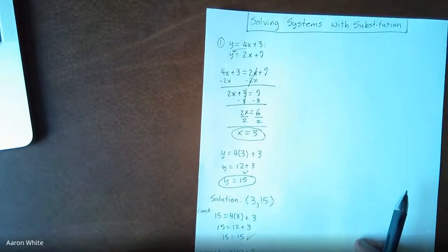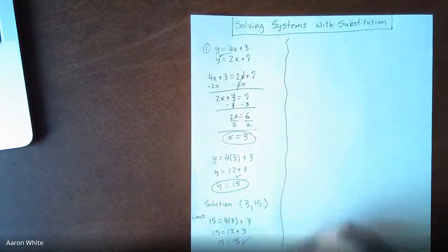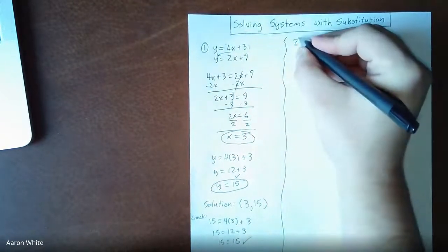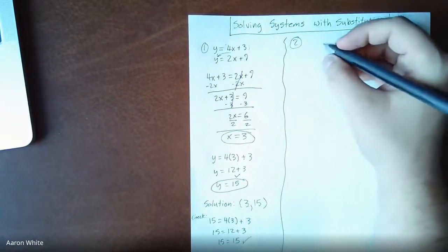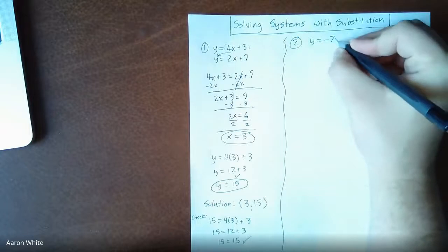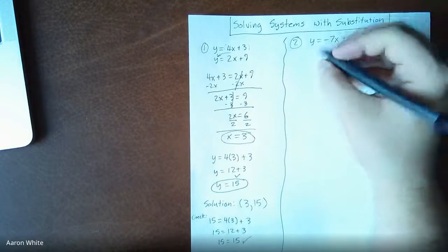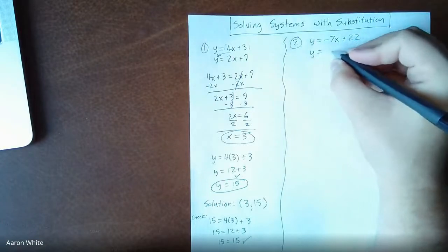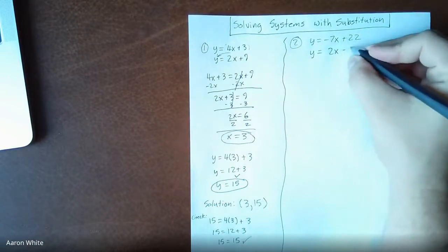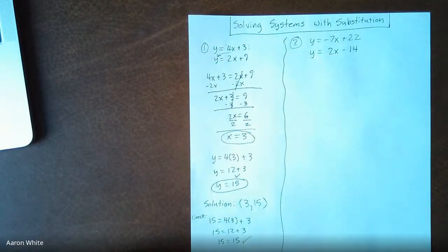And so what we'll do here is put a little line. And here's question number 2. Again, we're trying to solve this system, and we're going to have y equals negative 7x plus 22, and y equals 2x minus 14. So go ahead and give it a shot.